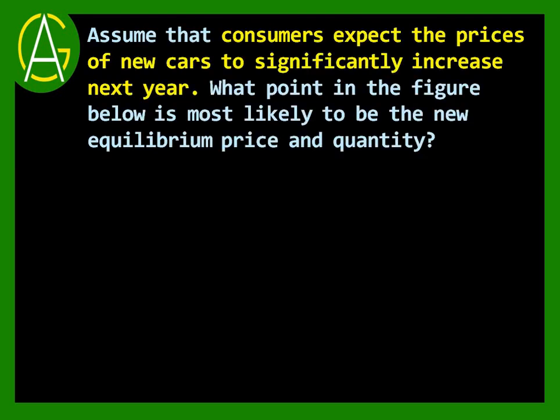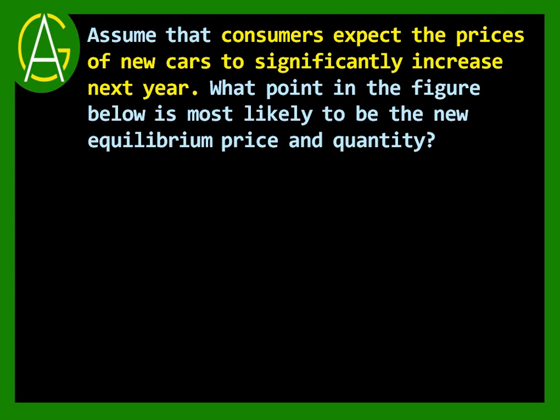And next, assume that consumers expect the price of new cars to significantly increase in the next year. Which point in the figure below is most likely to be the new equilibrium price and quantity? So the price of cars is going to increase in the next year. This is a future expectation about the price. When prices are going to increase next year, what will happen to the present demand? Yes, you know very well, the present demand will increase.